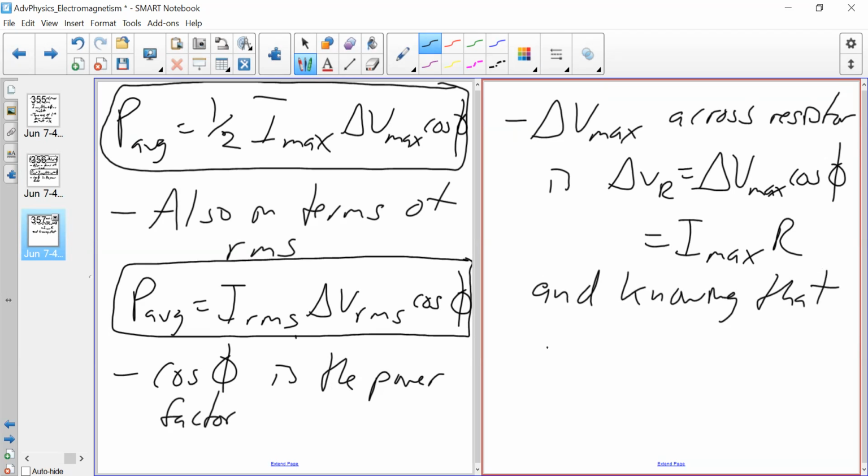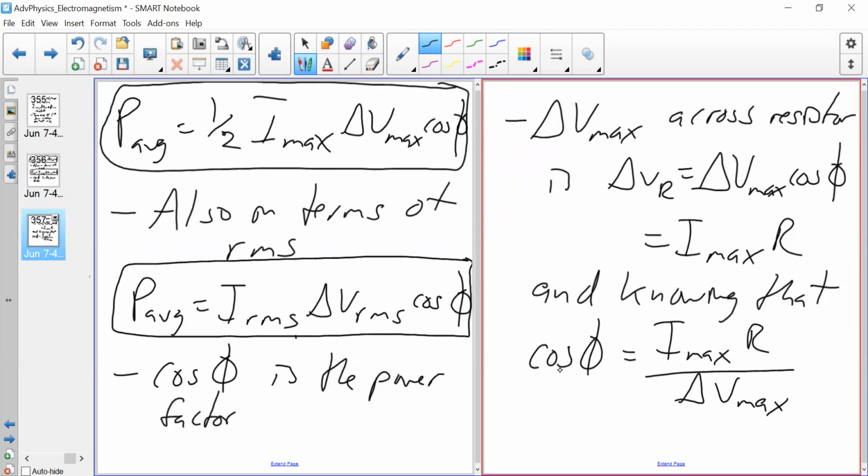And knowing that cosine phi equals I max times R over delta V max, because this is a unitless quantity, this is voltage over voltage, we can now go back to this equation and use this substitution to simplify the average power even more.